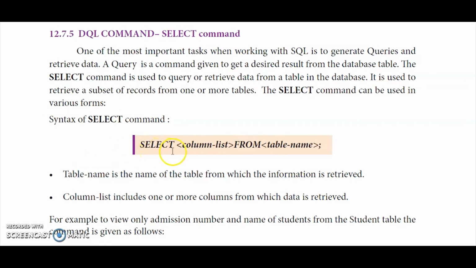So for the syntax, you know: select column list from table name. Instead of the column list, in the last video I showed that to display all the columns you use the star symbol. Table name is the name of the table from which the information is retrieved. Column list includes one or more columns from which data is retrieved. Okay.